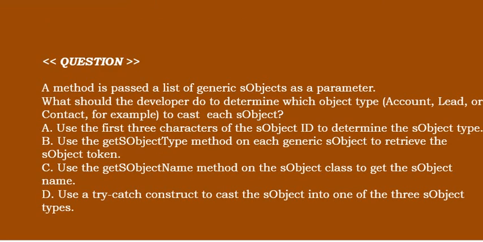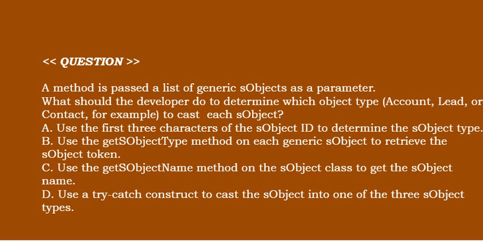Next question is, a method is passed a list of generic SObjects as a parameter. What should the developer do to determine which object type, account, lead, or contact, for example, to cast each SObject? Option A. Use the first three characters of the SObject ID to determine the SObject type. Option B. Use the getSObjectType method on each generic SObject to retrieve the SObject token. Option C.